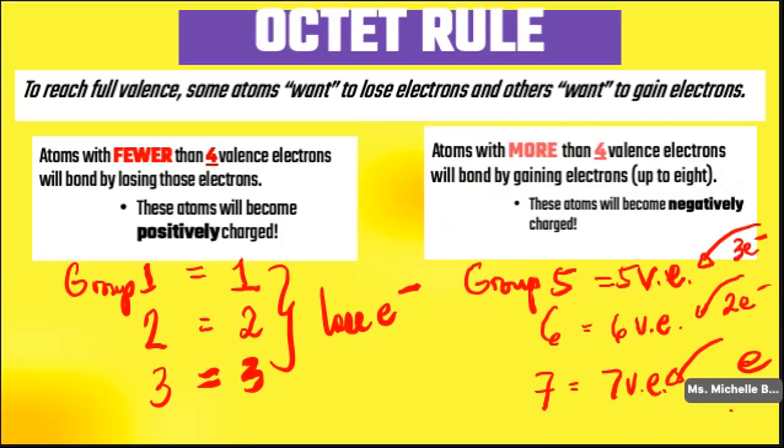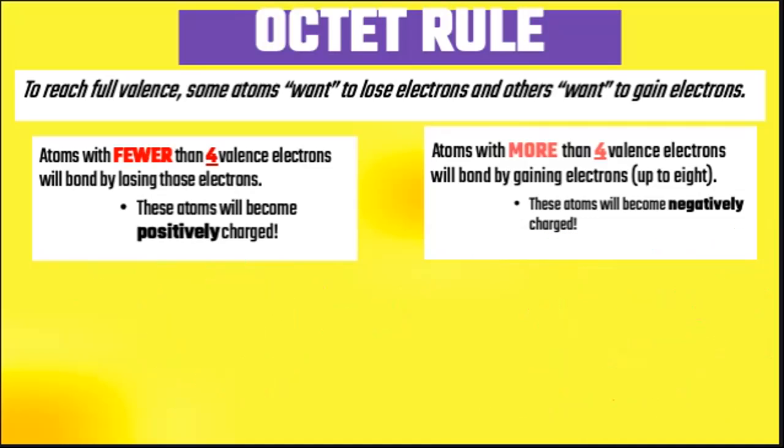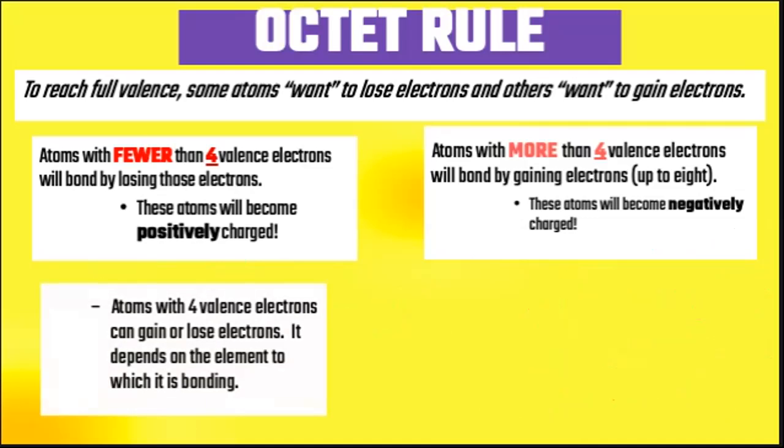So, with that, it is easier for these atoms to gain 1, 2, or 3 electrons rather than losing 5, 6, and 7 electrons. Okay? Next, atoms with 4 valence electrons can gain or lose electrons. What about 4? Carbon is 4. It depends on the element to which it is bonding.